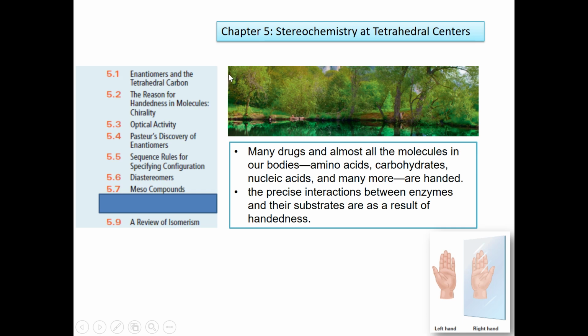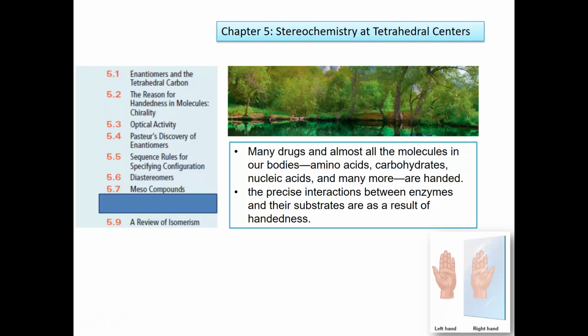What we'll talk about today is enantiomers at the tetrahedral carbon, the reason for handedness in molecules, chirality, optical activity, Pasteur's discovery of enantiomers, sequence rules for specifying configuration, diastereomers, meso compounds, and at the end we will do a review of isomers.